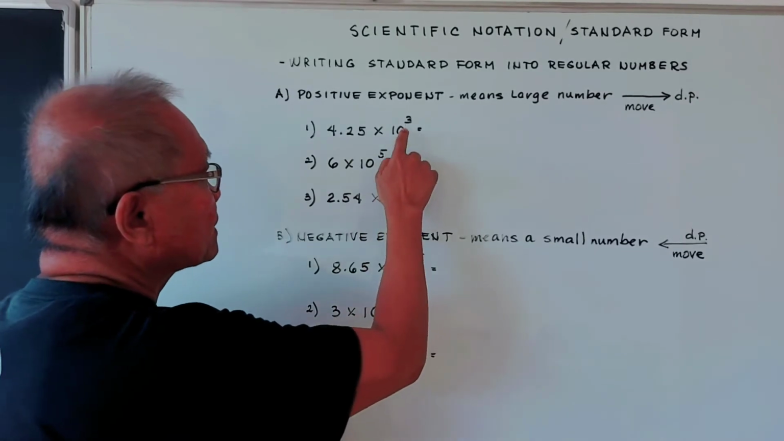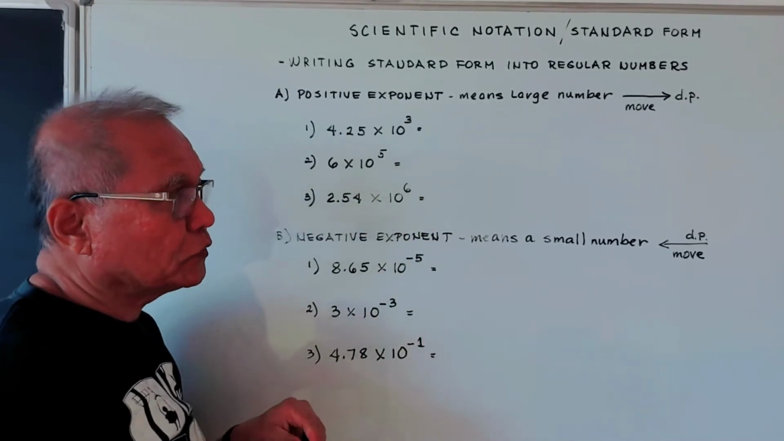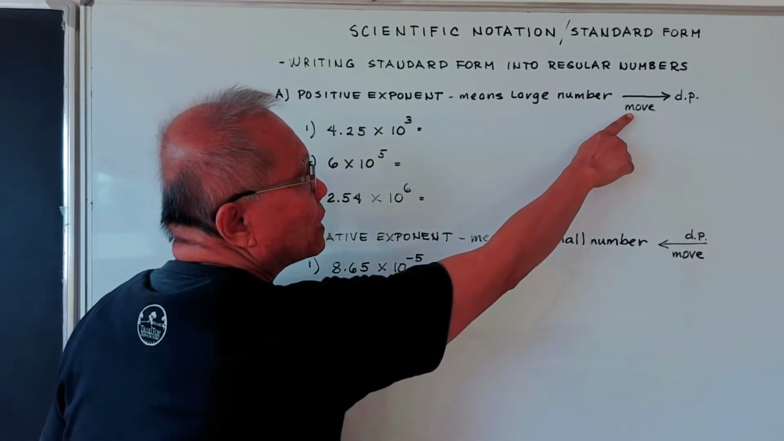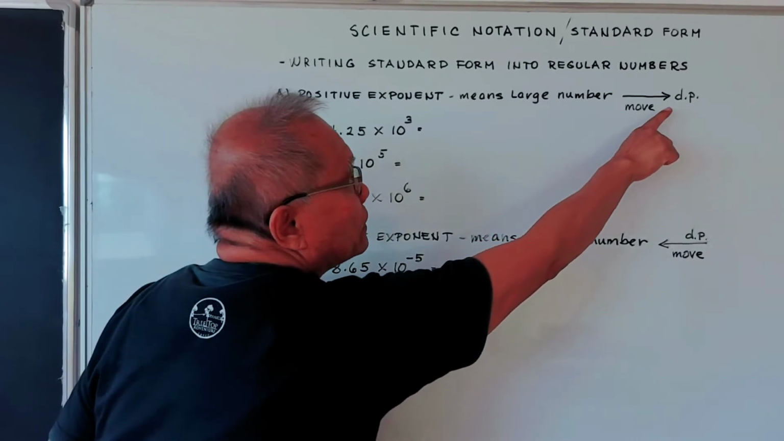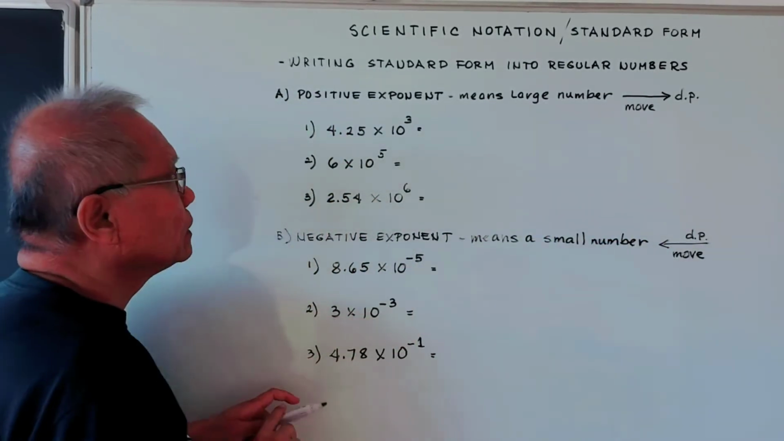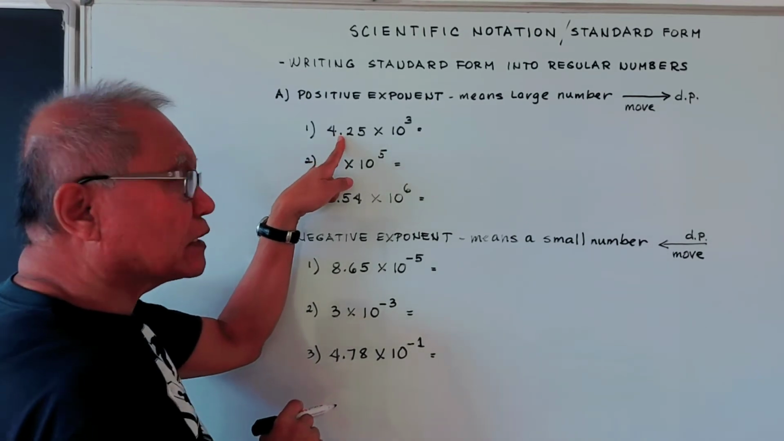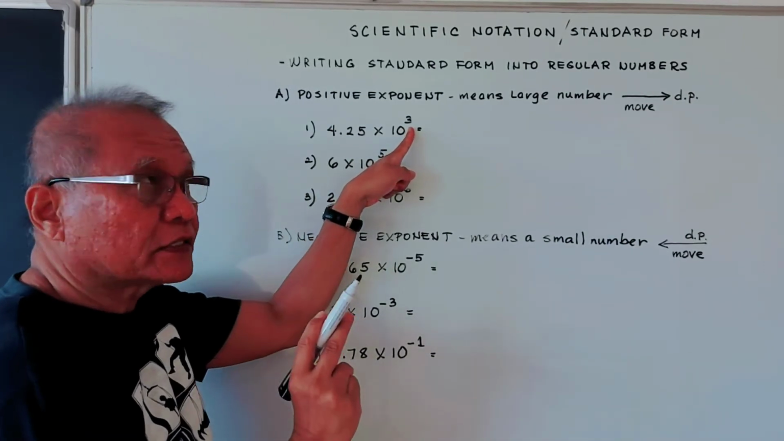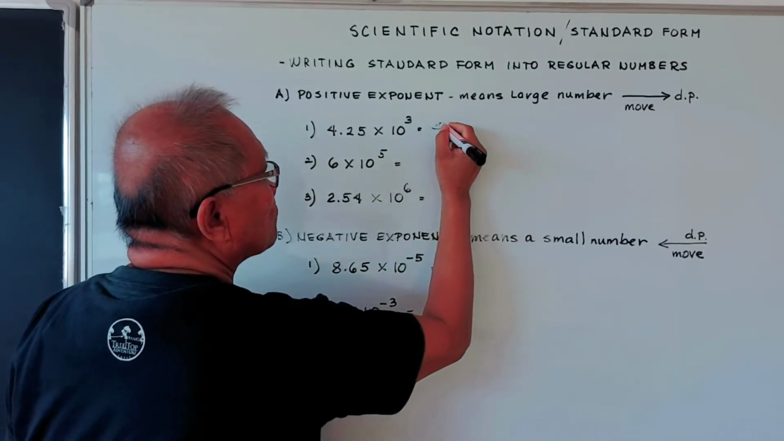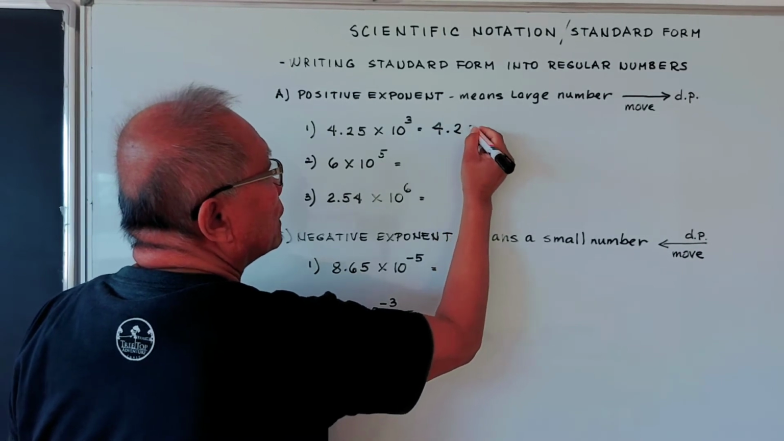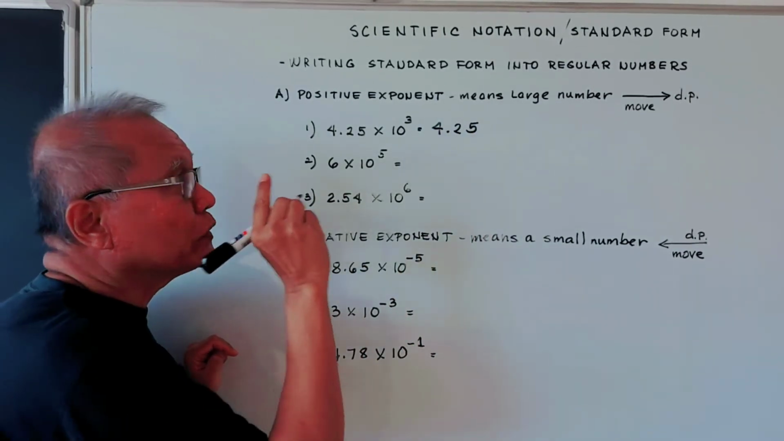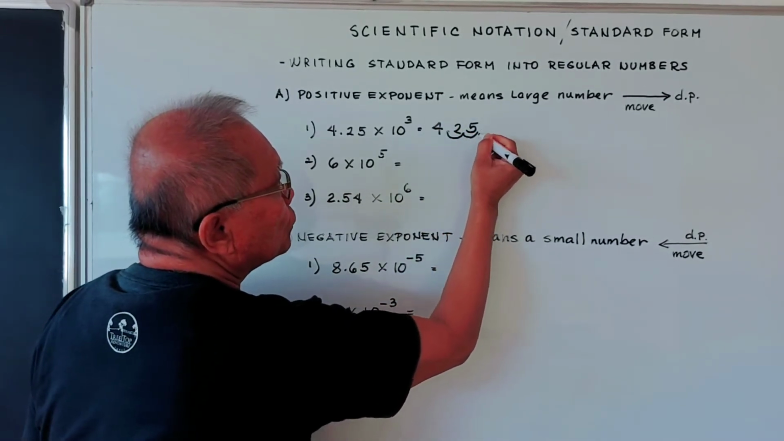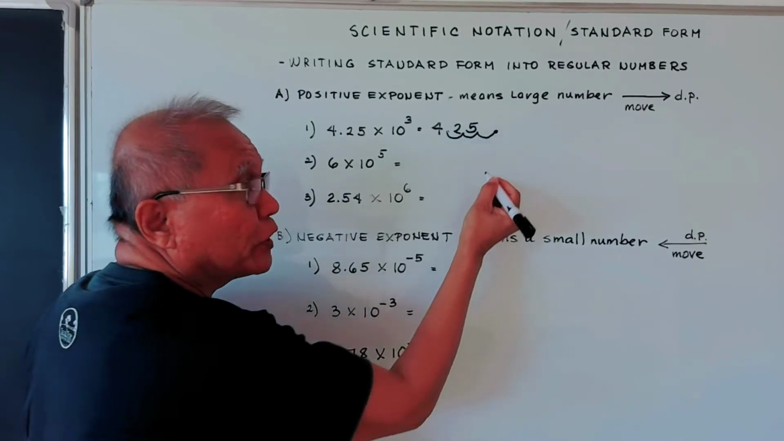Number 1 is 4.25 times 10 to the third power. Now we are going to remove this times 10 to a number. For positive exponent, we will move the decimal point to the right. So the 4.25 here, that decimal point, we will move to the right by 3 movements. So we put here the 4.25, and then 3 to the right from here: 1, 2, and 3. The decimal point is here.